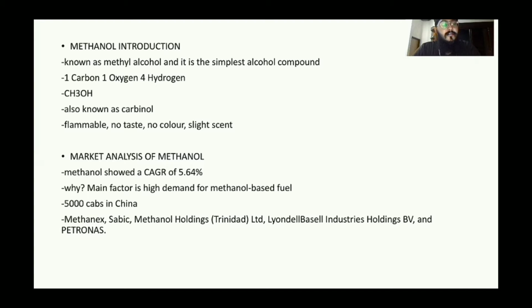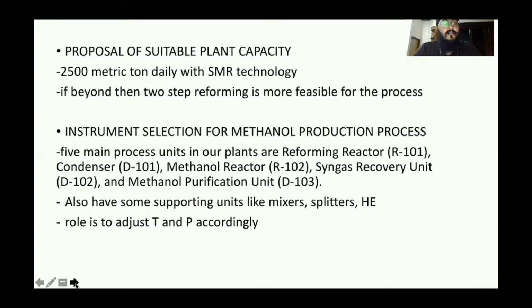For the market analysis of methanol, methanol showed a CAGR of 5.64%. Why? Because the main factor is that the demand for methanol-based fuel in China is really high. They already have 5,000 cabs that run on methanol instead of fuel. Methanex, Savage, and Petronas are some of the big companies in this field.